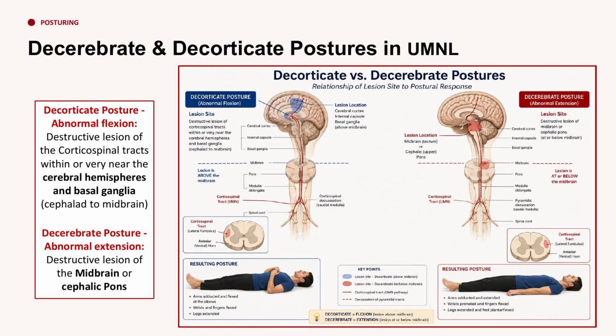On the left, decorticate posturing, abnormal flexion, comes from a destructive lesion above the midbrain in the cerebral hemisphere's internal capsule or basal ganglia. The arms flex toward the core and the legs extend. On the right, decerebrate posturing, abnormal extension, comes from a lower lesion at or below the midbrain in the upper pons. Now all four limbs extend. The dashed line at the midbrain is the pivot. Commit the rule: the lower the lesion drops, the worse the posture, and the worse the prognosis.